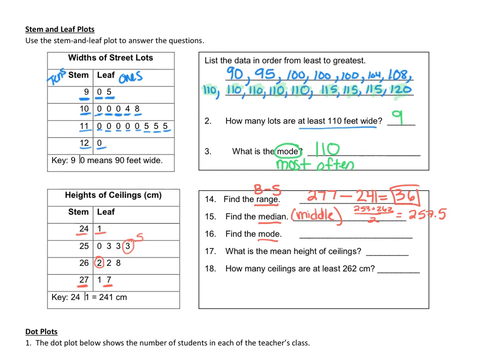Now again, the mode is the number that shows up the most. And so in this case, that was 253.